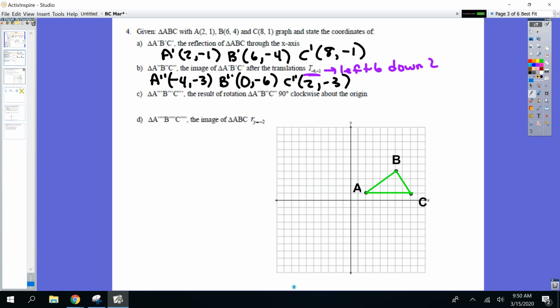I'm going to take the double prime triangle I just had in part B, and I'm going to rotate it 90 degrees.